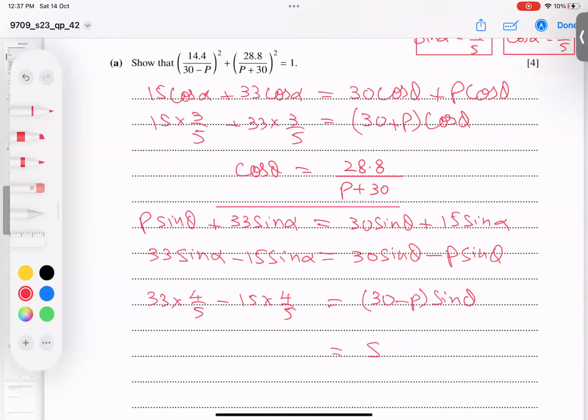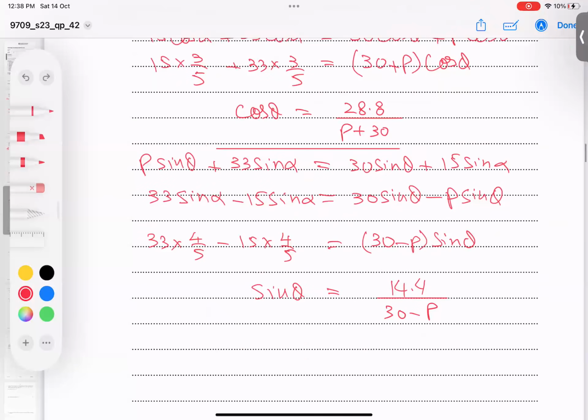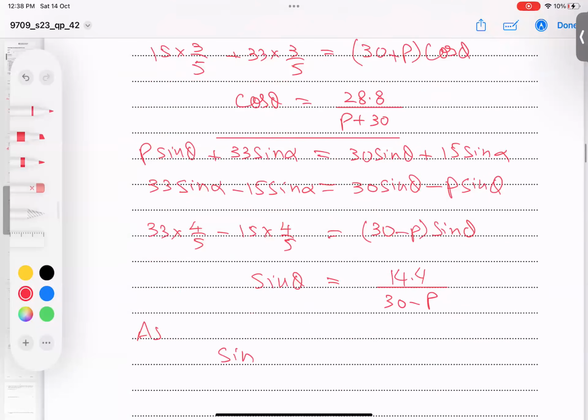So sine theta, and it will divide under it. I am saving my time by just writing directly. So sine theta is equal to 14.4 over 30 minus P. So this is also done. Alhamdulillah Rabbil Alameen. But you can ask one thing: why put squares on top? Because you know the basic criterion, as we know that sine squared theta plus cos squared theta is 1.